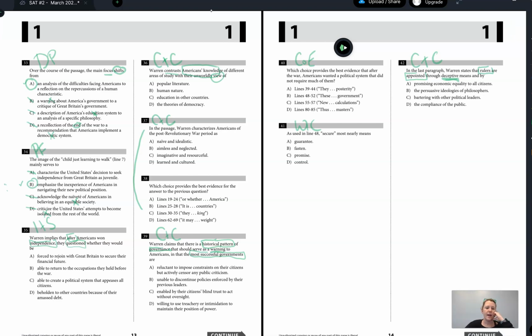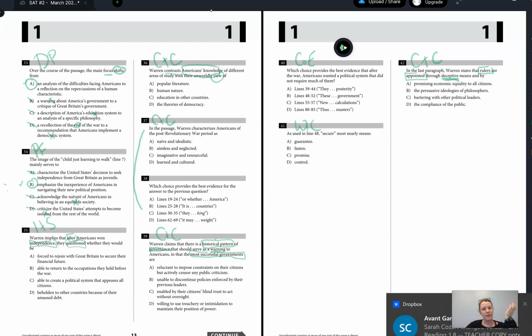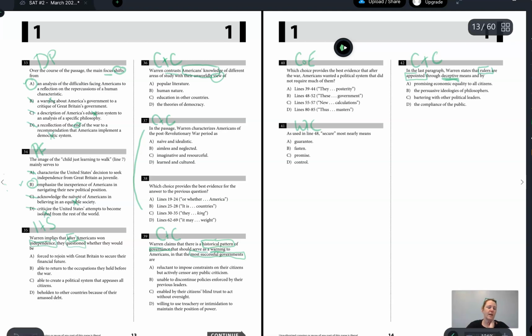Okay, Warren implies that after Americans won independence, they questioned whether they would be what? So let's see. Forced to rejoin Great Britain to secure their financial future. Able to return to the occupations they held before the war. Able to create a political system that appeases all citizens. Beholden to other countries because of their amassed debt. Okay, so I know this is going to be after line 7, and before this area where they talked about education, most likely. I know that even though it's an inference question, I should be able to find a line that answers it. So let's go back and try to see what we can find.